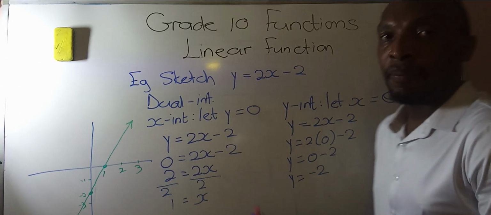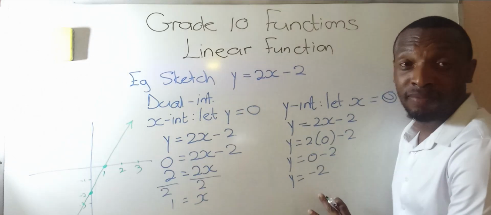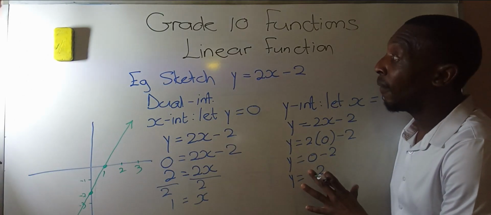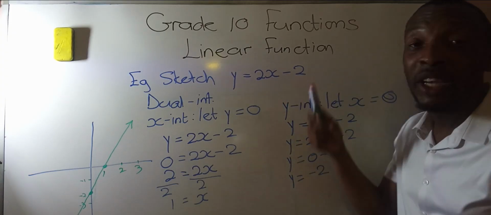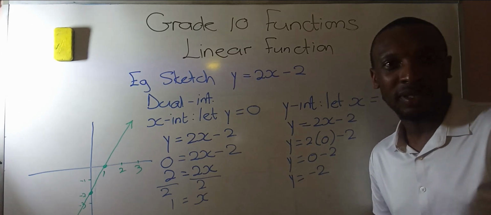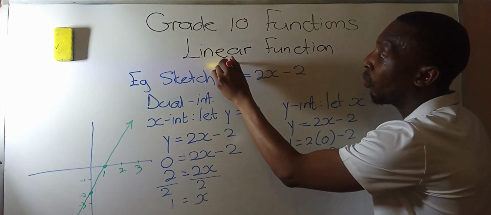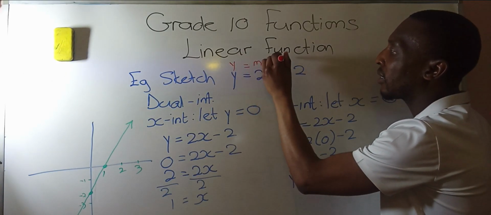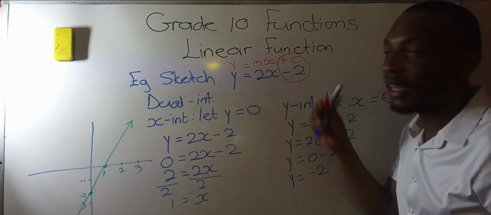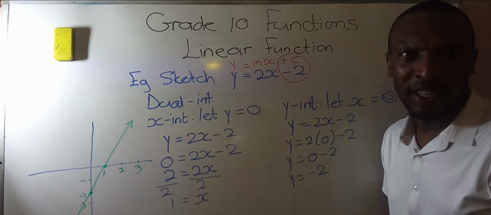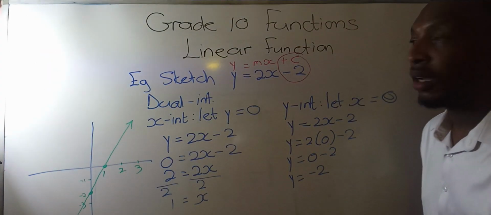Okay? I want us to talk about this. Did we have to do this? And the answer is no. Why? Because there it is in my equation. Okay? The equation can tell you what the y-intercept is. The only thing it can't tell you is the x-intercept. This is my c. Remember, y is equal to mx plus c. So my c is -2. So I could just read that from my equation. Okay, so that is the dual intercept method of sketching.